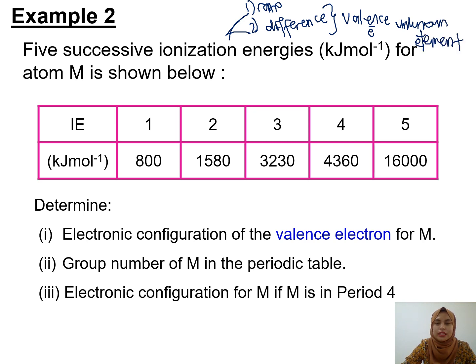Okay, so since element M berada di period yang keempat, so you boleh tahulah number of shell untuk M will be equals to 4. Okay, the rest of it you just kena cari sahaja the big jump supaya you boleh tahu the valence electron of M. Seterusnya lepas tu you boleh tahulah the group number for M. Okay.